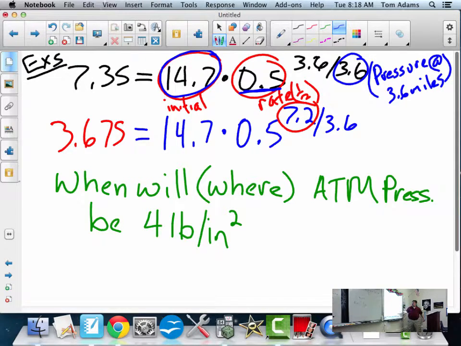So now if you go twice that amount, 7.2 miles up, then you get exactly 1/2 of the 1/2, which is 3.675. So this is just like the population model we just did. And what we're interested in is when will it be 4 pounds per square inch? So it's going to be somewhere in between, right? It's going to be somewhere between 3.6 miles and 7.2 miles. That's our common sense check.